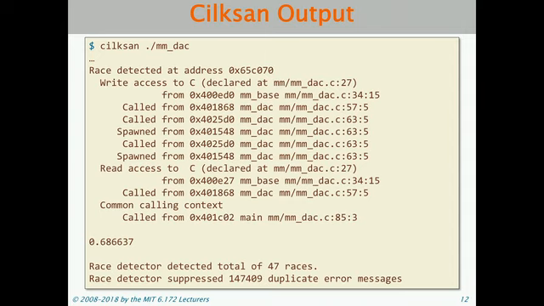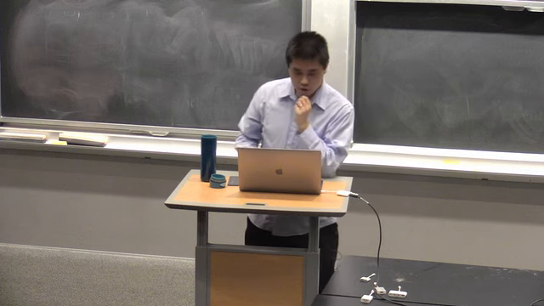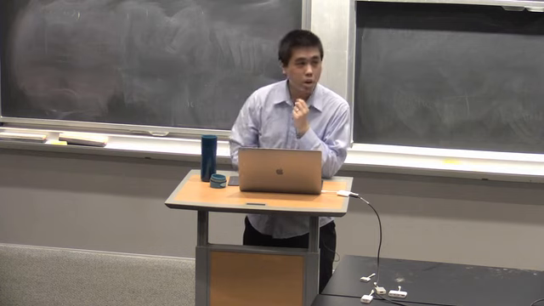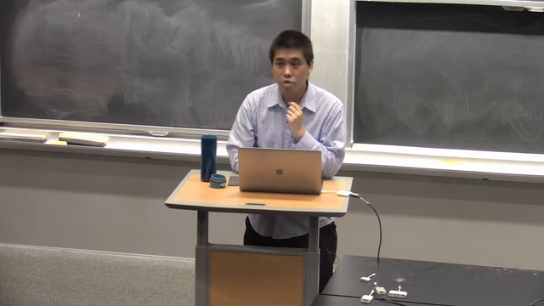Here's an example of the output that's generated by Cilkscale. So you can see that it's saying that there's a race detected at this memory address here, and the function, the line of code that caused this race is shown here, as well as the file name. So this is a matrix multiplication example. And then it also tells you how many races it detected. Okay, so any questions on determinacy races?